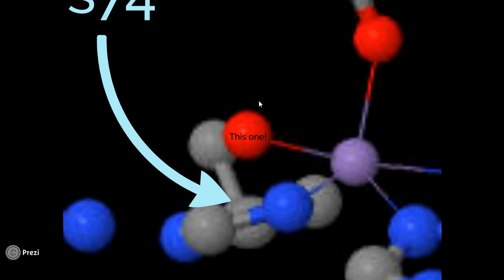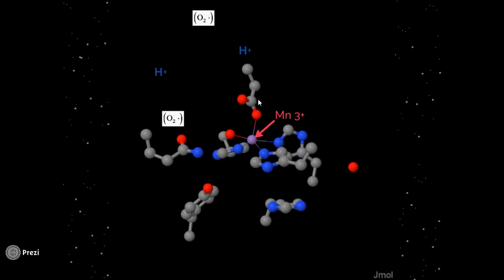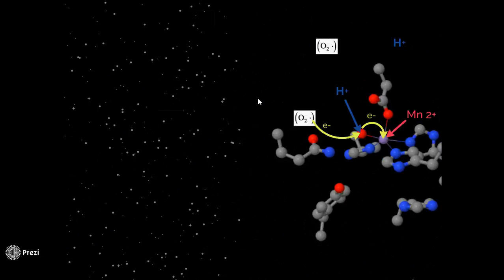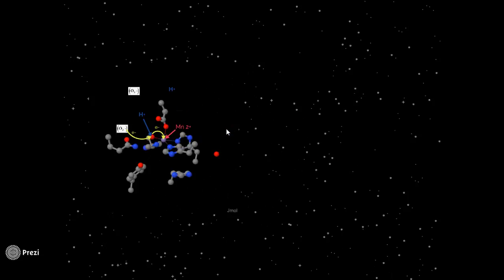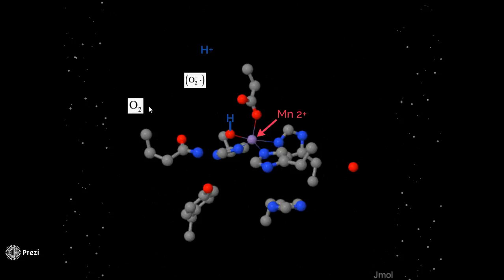When a superoxide radical enters the active site, it gives an electron to the hydroxyl, which in turn reduces the manganese center from 3+ to 2+. While accepting the electron, the hydroxyl group also binds to a nearby proton, creating a water ligand. And the superoxide just becomes your stereotypical diatomic oxygen.